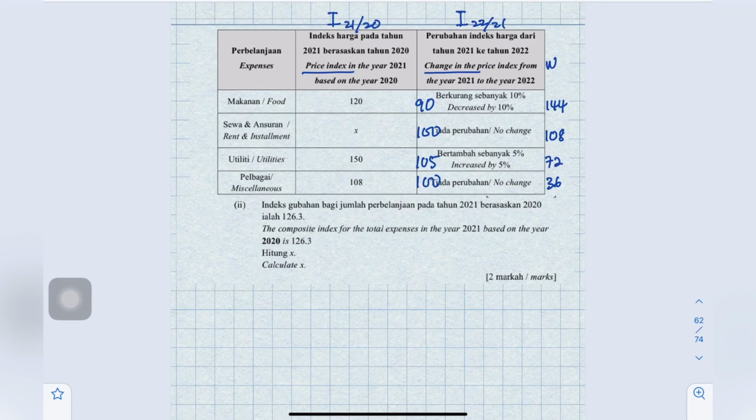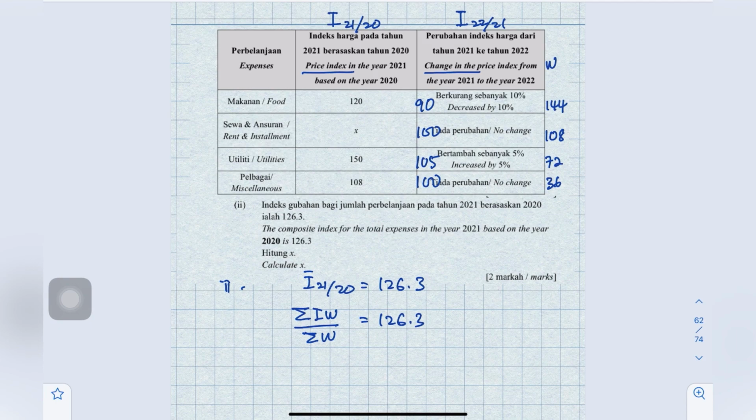Roman 2, the composite index for the total expenses in the year 2021 based on the year 2020 is 126.3. Calculate X. So Roman 2, we have the composite index. So I bar 21 base 20 equals 126.3. The formula of I bar is summation of IW divided by summation of W, equals 126.3.